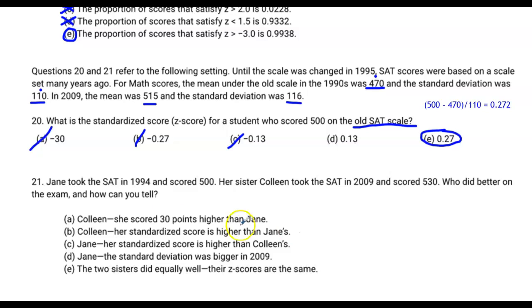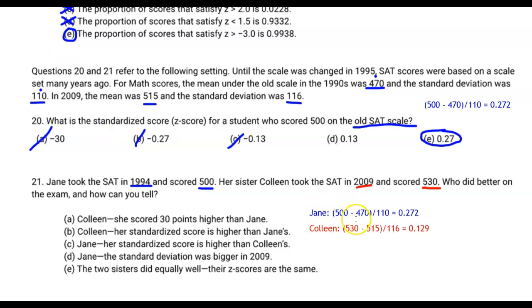Moving on to question 21, the last and final question we're going to be talking about today. Jane took the SAT in 1994. This is the old one, and she scored 500. Her sister Colleen took the SAT in 2009, and Colleen scored 530. A little sibling rivalry here. Who did better on the exam and how can you tell? This is another Bill and George problem. We're talking about how they fared compared to their peers.